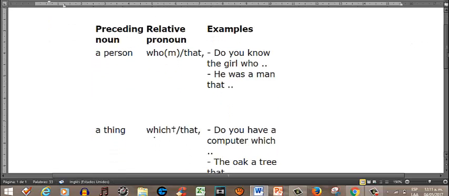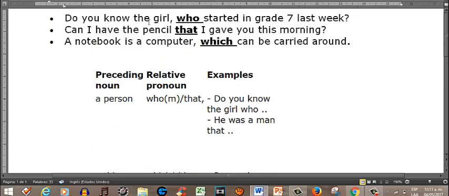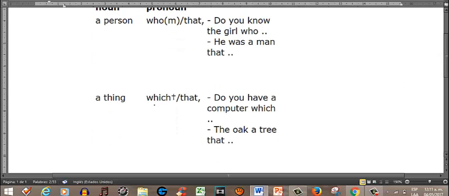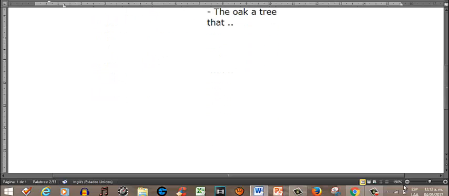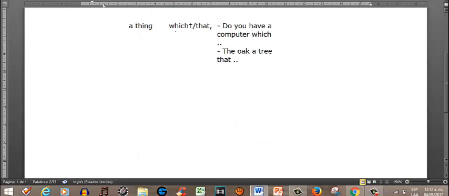So, when we talk about a person, in this case the girl, we use who or that. For example, you know the girl who, or he was a man that I met last year. With things we use which and that. For example, do you have a computer which, or the oak tree that. So taking into account those sentences, we're going to construct different sentences.